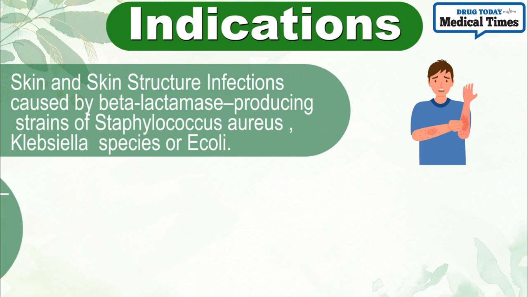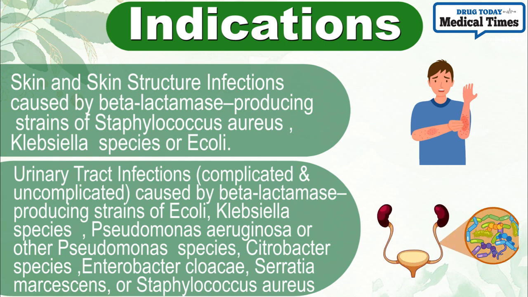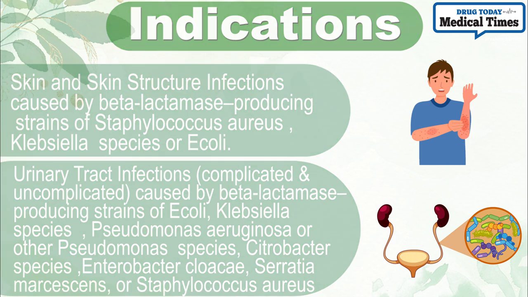Urinary tract infections, complicated and uncomplicated, caused by beta-lactamase-producing strains of E. coli, Klebsiella species, Pseudomonas aeruginosa or other Pseudomonas species, Citrobacter species, Enterobacter cloacae, Serratia marcescens, or Staphylococcus aureus.